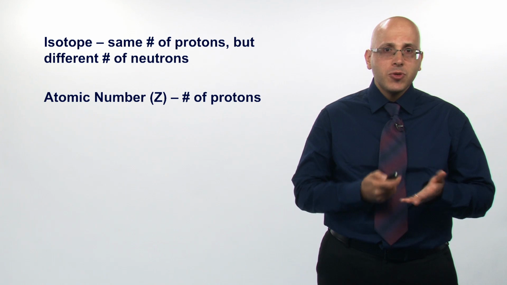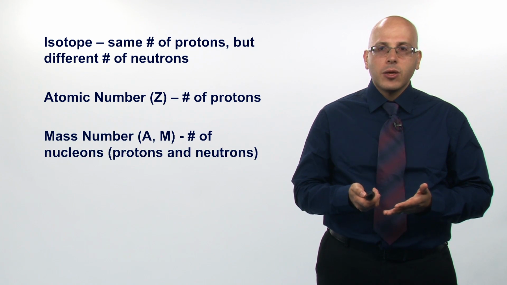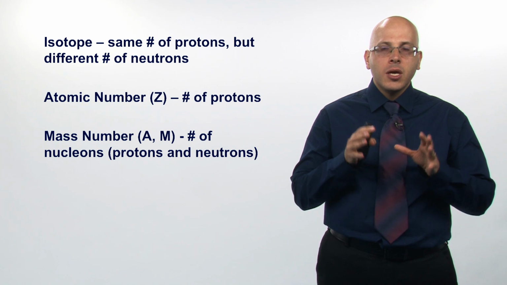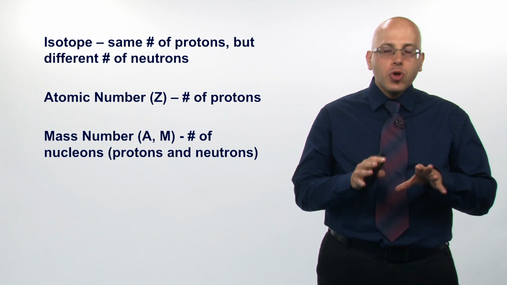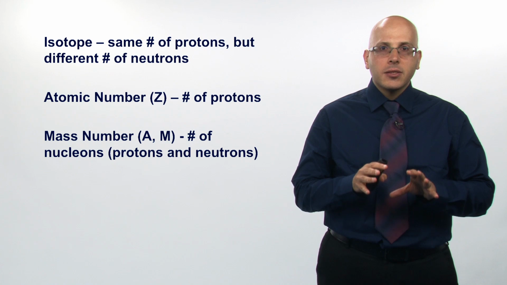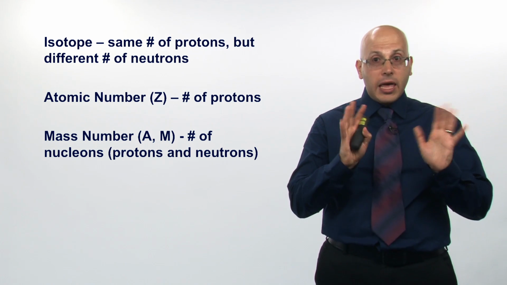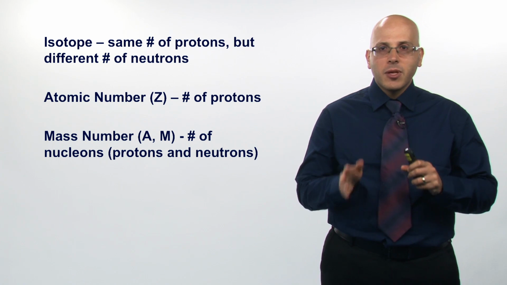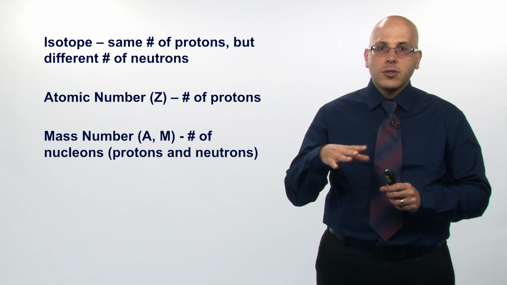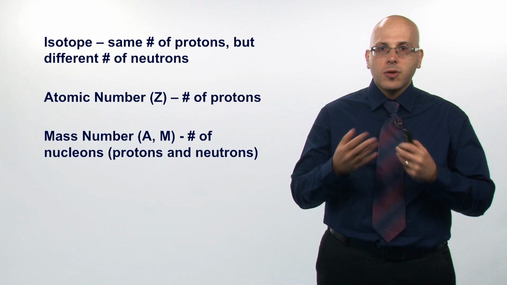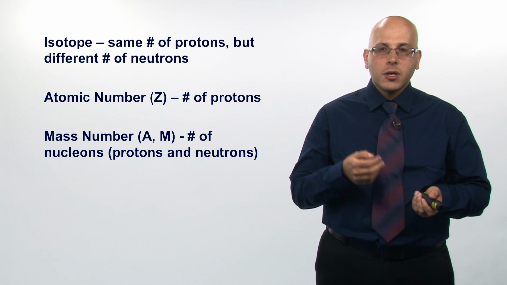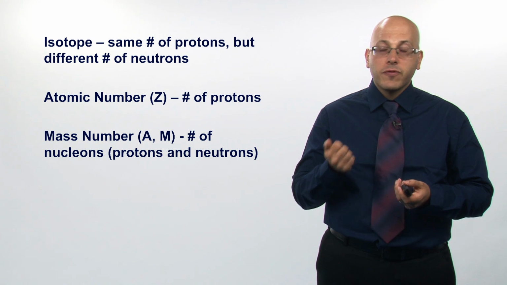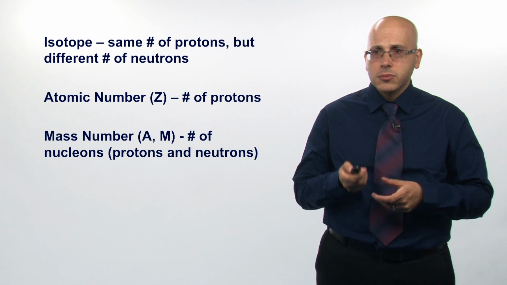To try to distinguish between these different isotopes, we say that they all have different mass numbers. The mass number is the total number of nucleons in that atom. You might say, wait, what the heck's a nucleon? Fancy word. A nucleon is just something that lives inside the nucleus. The things that live inside the nucleus are protons and neutrons. And so different isotopes have different numbers of nucleons in them.